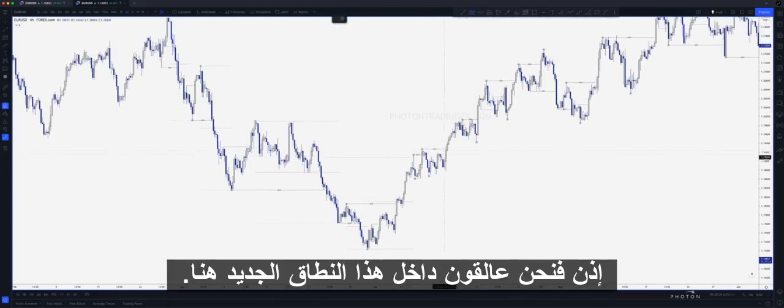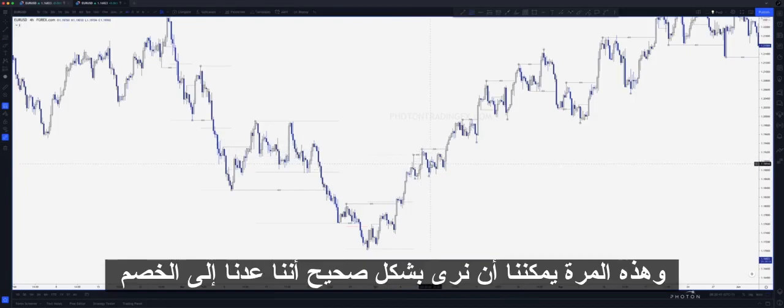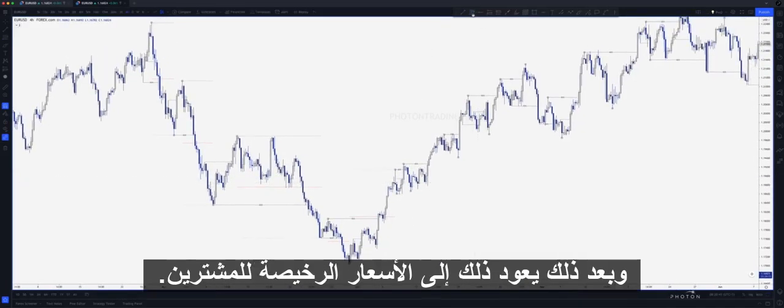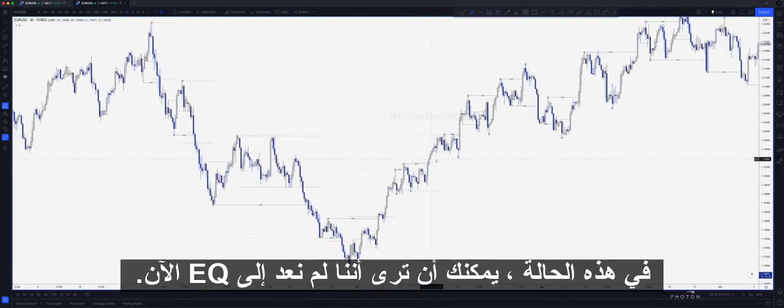Okay, so then we are stuck within this new range here, and this time we can see, right, we did come back into the discount of the leg, right? And that comes down to cheap prices for buyers, and that gives us the fuel to then go up to the next move. Now in this case, you can see we didn't come back to the EQ, right?